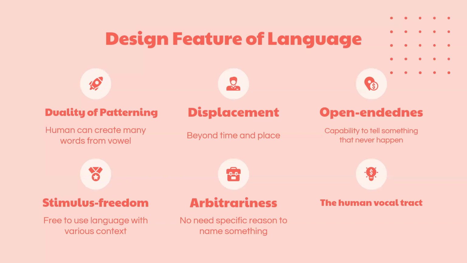And then the last one is about the human vocal tract. Humans have a complete vocal tract, and animals don't have a complete vocal tract. There's already a big differentiation there. And this is the design features of language, which differentiate human language from other communicative acts.